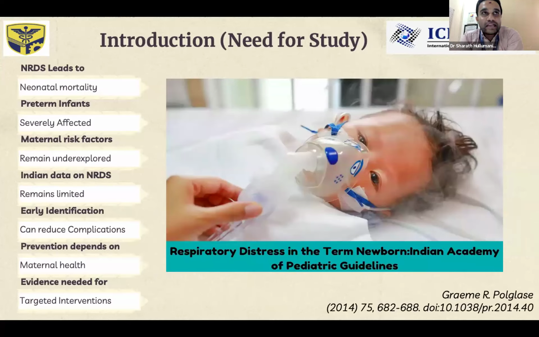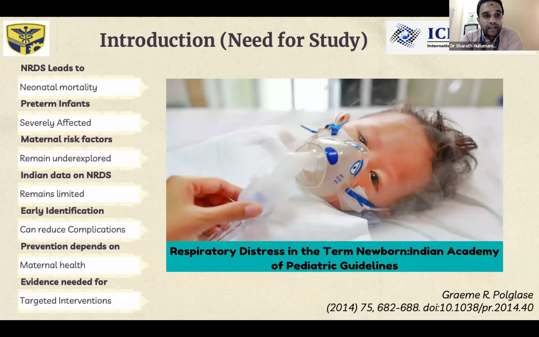Coming to what complications NRDS exactly leads to. The first is neonatal mortality. From that, the first important thing is that preterm infants will be severely affected. The main reason can be maternal risk factors, and this is still underexplored and is one of the important gaps. Further research has to be conducted on what the maternal risk factors are. That is what this particular study is about.